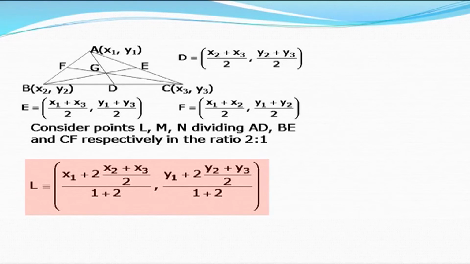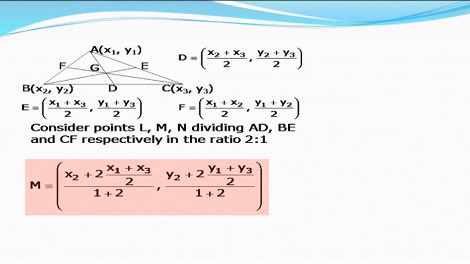In the same way, we can find the coordinates of M and N, where M will be (x2 + 2 × (x1 + x3)/2) divided by (1 + 2) and (y2 + 2 × (y1 + y3)/2) divided by (1 + 2). N will be (x3 + 2 × (x1 + x2)/2) divided by (1 + 2) and (y3 + 2 × (y1 + y2)/2) divided by (1 + 2).